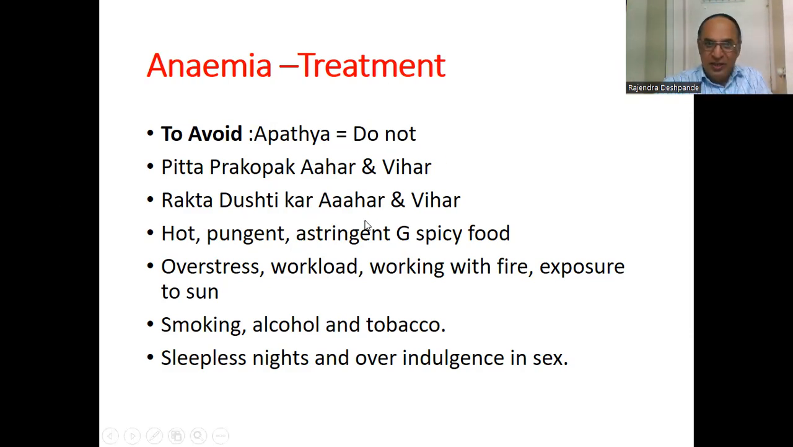Then, rakta dushtikara ahara and vihar. The most important is viruddha ahara, incompatible food. Yes. You know very well that fruits and milk are not allowed by Ayurveda to mix together. Be careful. Especially in Maharashtra, we eat banana and milk together, that is shikarani. All over India, we eat dessert like fruit salad. Once in a while, I don't mind. But if you are anemic for a longer duration and you are persistently eating this incompatible food, no use of medicine.